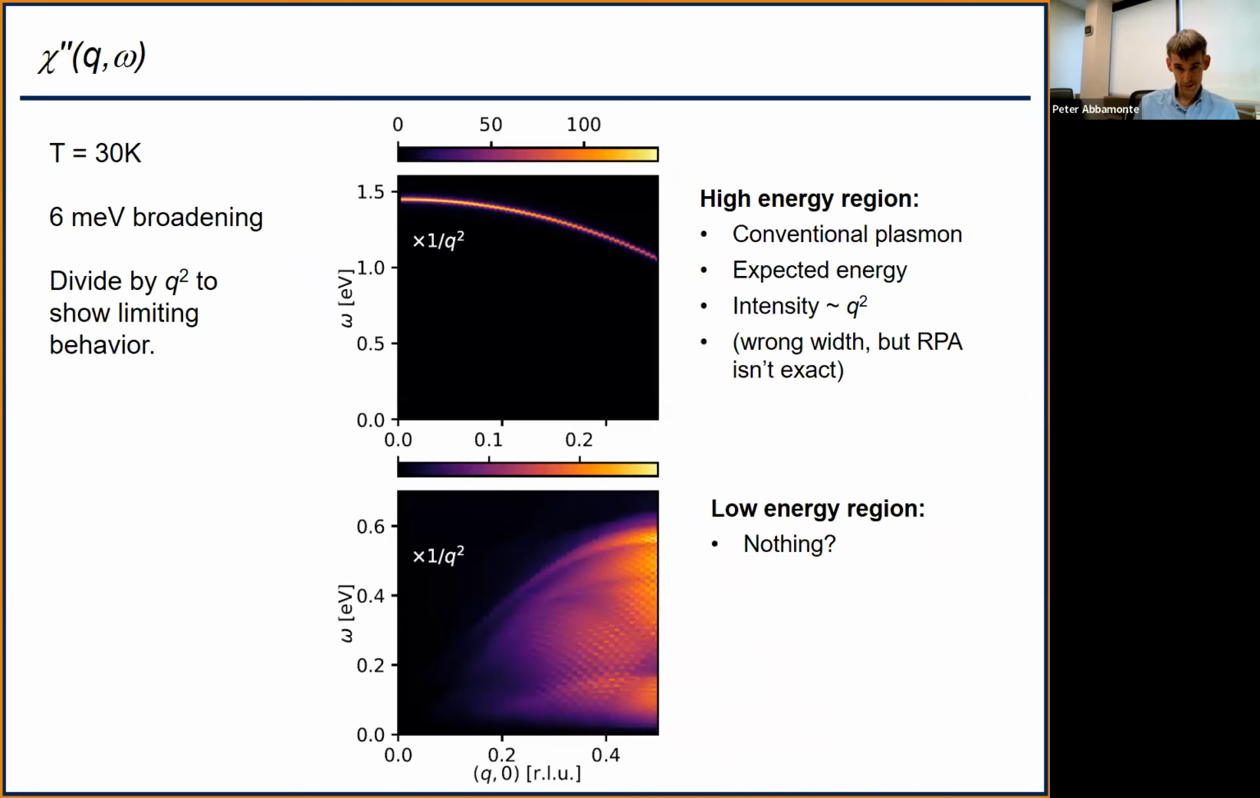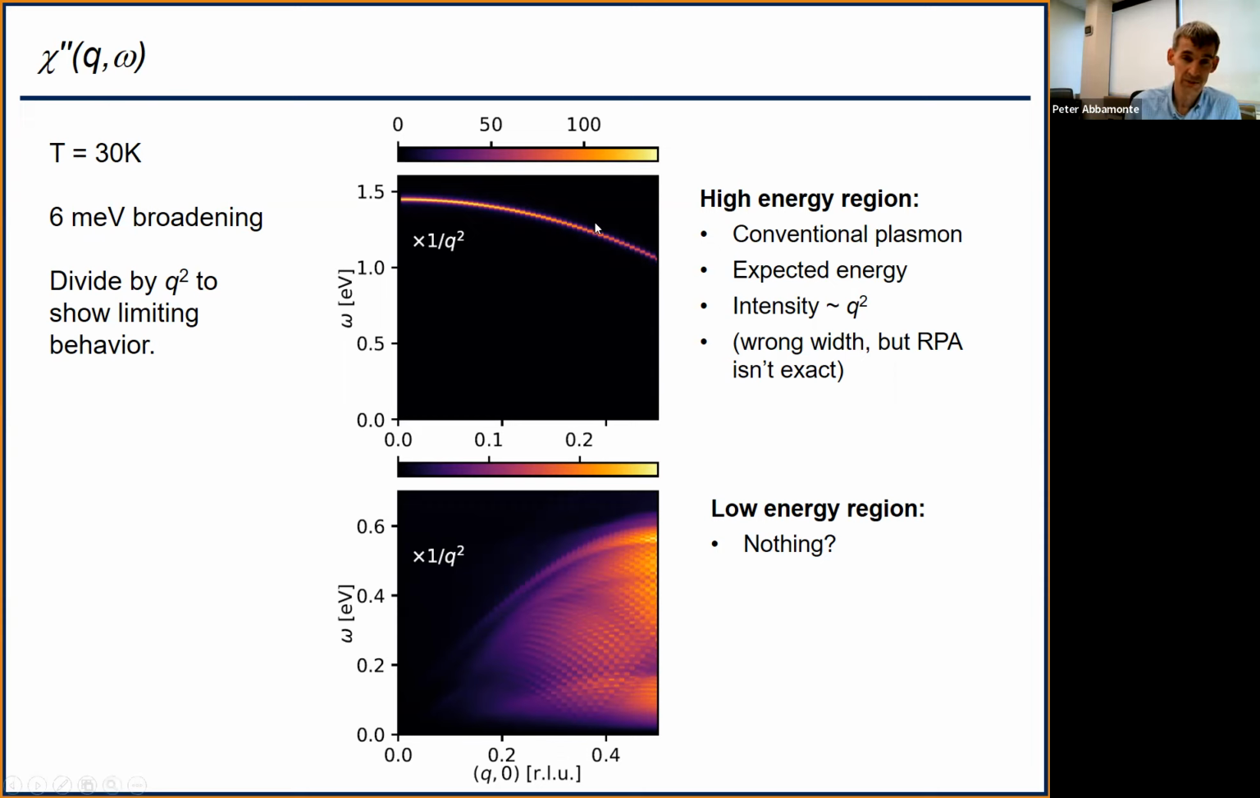When we first did this, we were a little bit disappointed because we thought it didn't work. Let me just show you what this is. These are plots of chi double prime, the density response function, as a function of omega and Q. As I said earlier, chi double prime goes to zero as Q goes to zero, like Q squared, because of the f-sum rule. So it's much more useful to plot chi double prime over Q squared, because then at zero Q that goes to a constant.